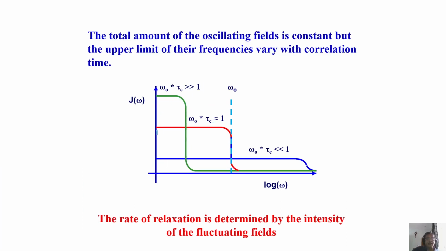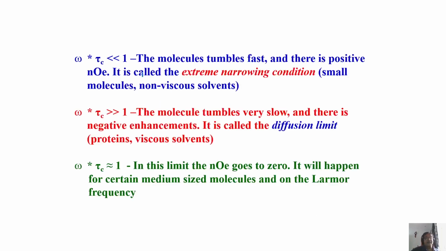If omega tau is approximately equal to 1, this is your normal frequency, then you will not be able to get NOE at all. If omega tau is very much smaller than 1, the spread in frequency is very large here. The simple logic is: omega tau smaller than 1, the molecule tumbles fast and you get a positive NOE. This is called the extreme narrowing condition. Omega tau larger than 1, the molecule tumbles very slowly and you get negative enhancement. This is called the diffusion limit.